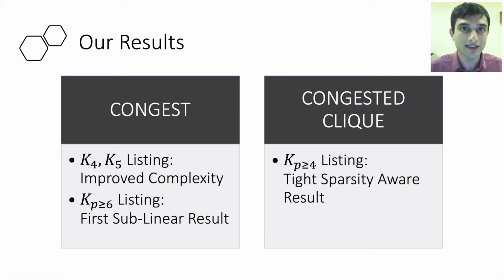We show the first algorithm in the congest model which solves KP listing for all p in a sublinear number of rounds and non-trivially. This also improves upon the state-of-the-art for K4 and K5 listing, which were previously known to be sublinear. However, we're the first for K6 and above. In the congested clique model, we show an algorithm for KP listing with p greater than 4, which is sparsity aware. That means it becomes faster if the input graph is sparse.